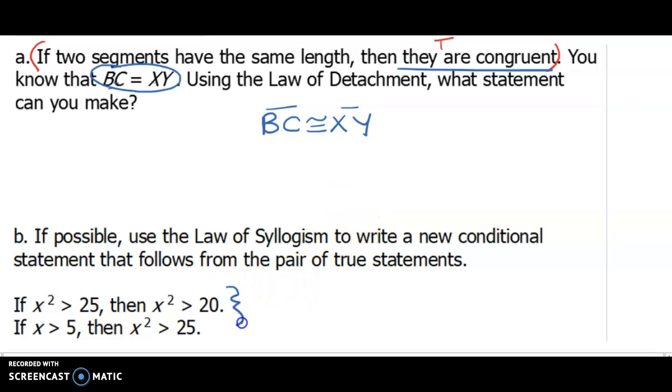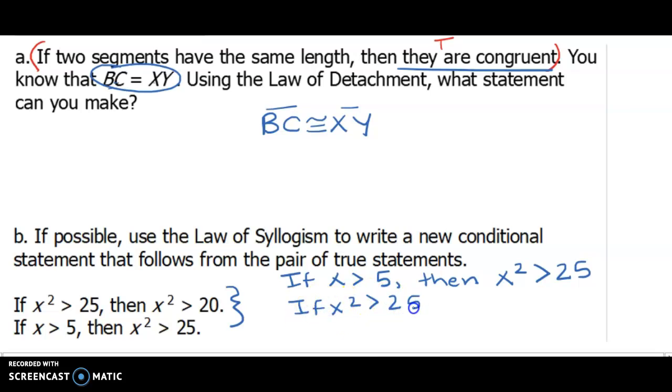Now this is kind of confusing the way they have this written, so I'm just going to rewrite it a little bit different. All I'm going to do is switch the order of these. So I'm going to put the bottom one first. So if x is greater than 5, then x squared is greater than 25. Okay, and then I'm going to put the second one. If x squared is greater than 25, then x squared is greater than 20.